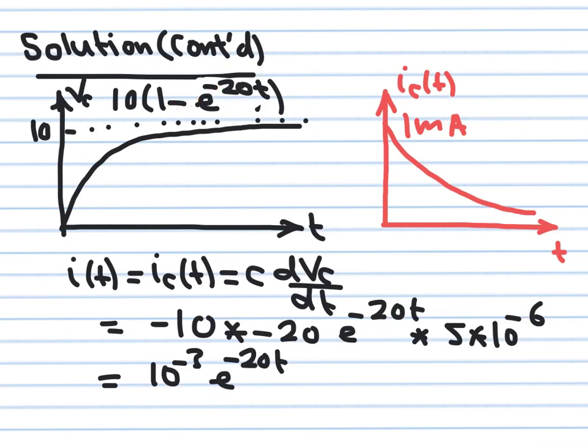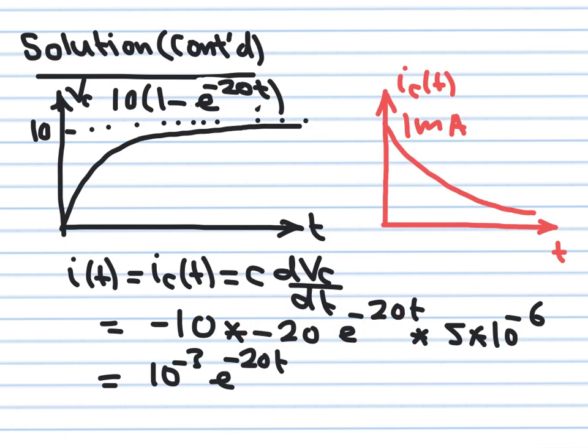Okay? And this whole thing will be multiplying the value of the capacitance. Here, the capacitance value is 5 microfarad. So this 5 microfarad, and the derivative of 10 e to the minus 20t, actually it's minus 10 e to the minus 20t, you still have the minus 10, the derivative of e to the minus 20t is minus 20 e to the minus 20t, and this is C.